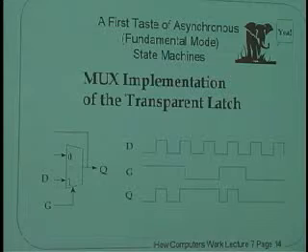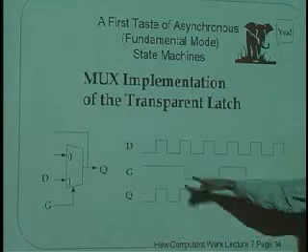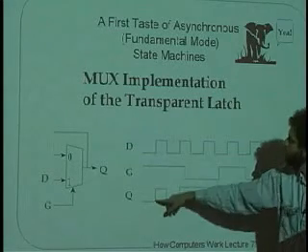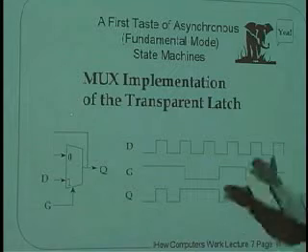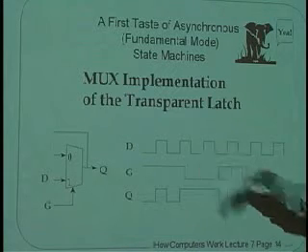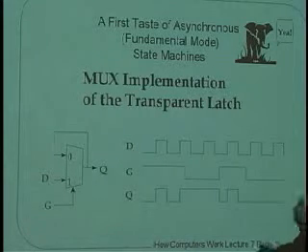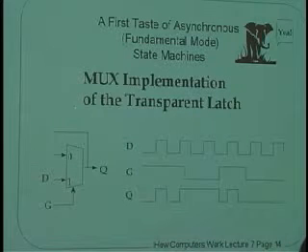Well, if G is a 1, then D gets steered to Q, and the output follows the input. So when G is high and D wiggles up and down, Q wiggles up and down, because the selector has chosen D. Q equals D. Of course, it's a short time later, but let's not worry about that for now.